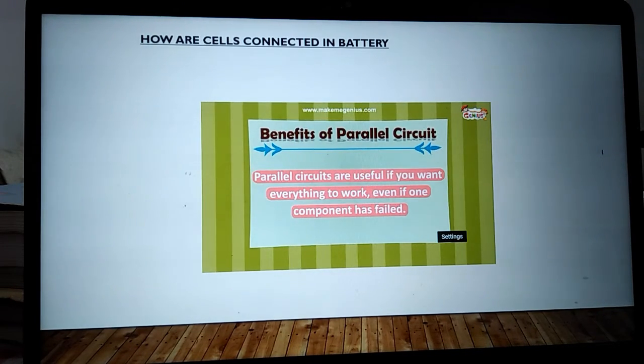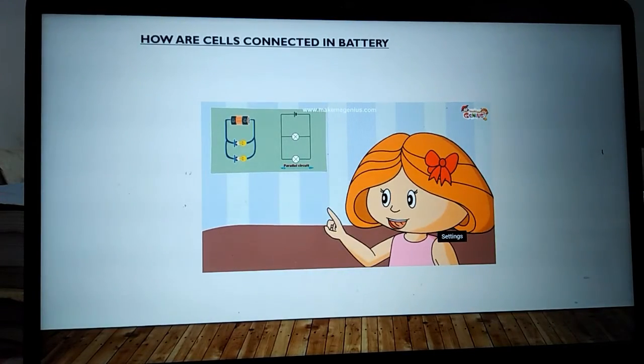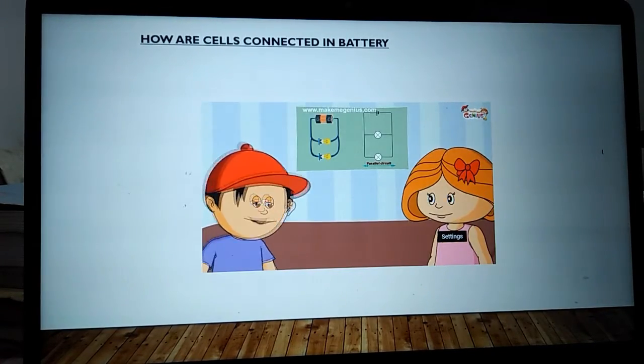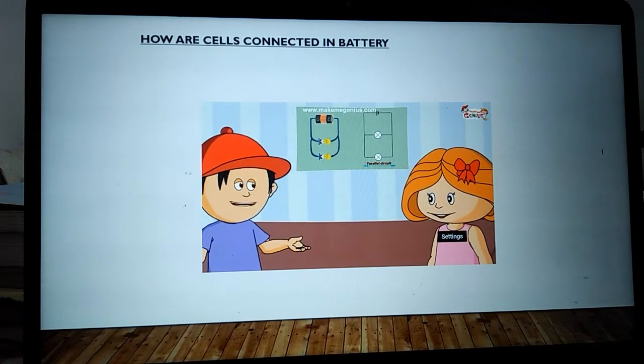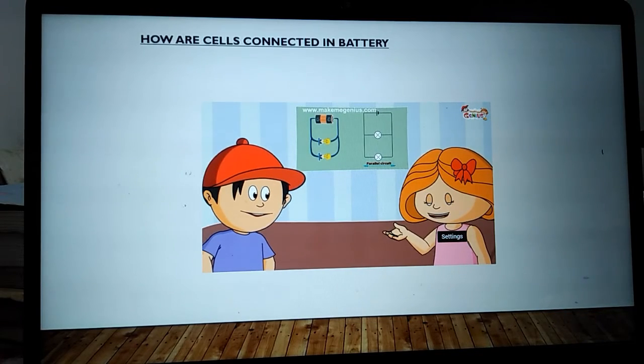Parallel circuits are useful if you want everything to work, even if one component has failed. This is why our homes are wired with parallel circuit. So even if one thing goes off, at least other things will continue to work. You are a genius scientist.